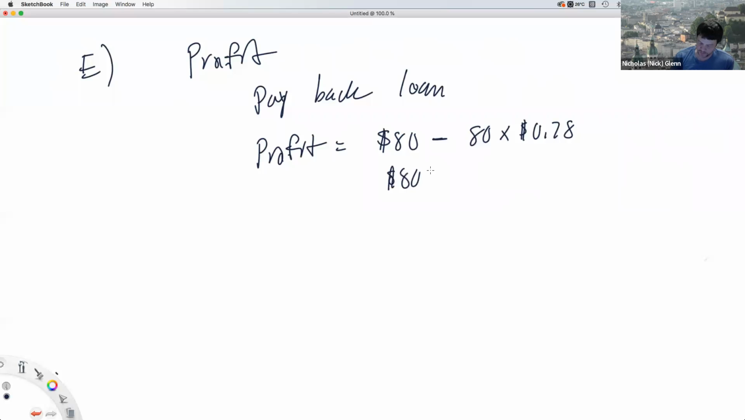So to get the total profit here, 80 times 0.78, that's 62.40. And so the total profit is going to be $17.60. Okay. All right. And the reason they made profit here is because they got to use $80 worth of tokens, and when they're paying them back, it only costs them $62.40 now because the price dropped. So they profited $17.60.